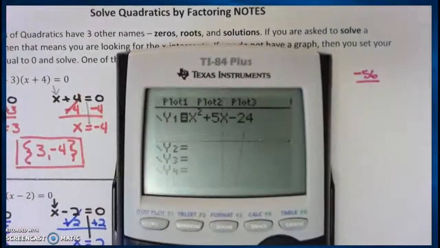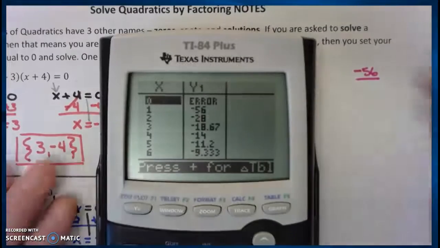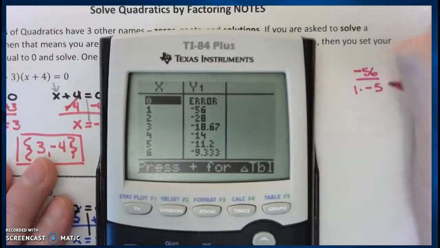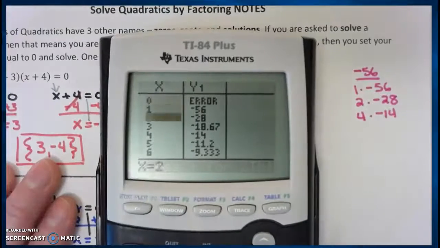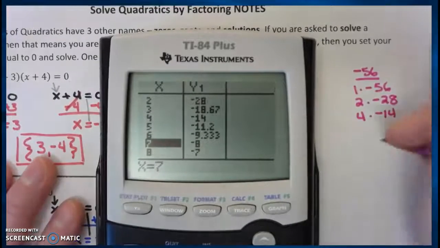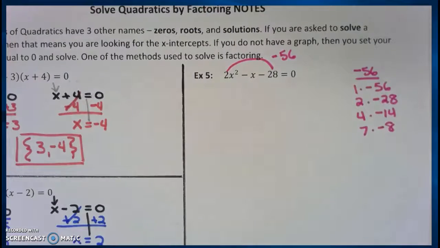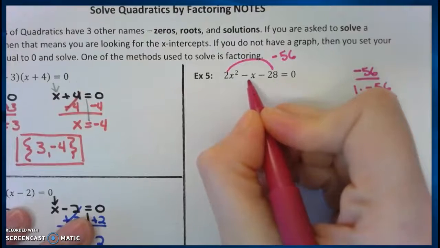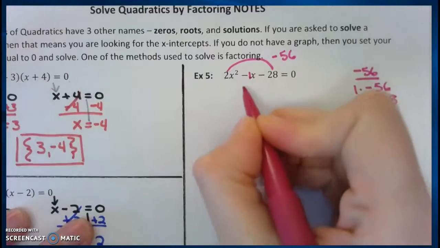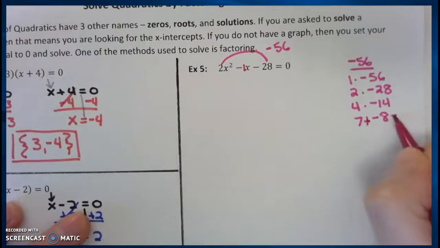You can use your calculator. So negative 56 divided by x, and look at the table. So 1 and negative 56, 2 and negative 28, 4 and negative 14, and then if I keep moving down, I've got 7 and negative 8. Now I am looking for the pair of numbers that's going to add to equal this middle number. If there's not actually a number there, that means 1. So we're looking for the pair that adds to equal negative 1, which is right here.